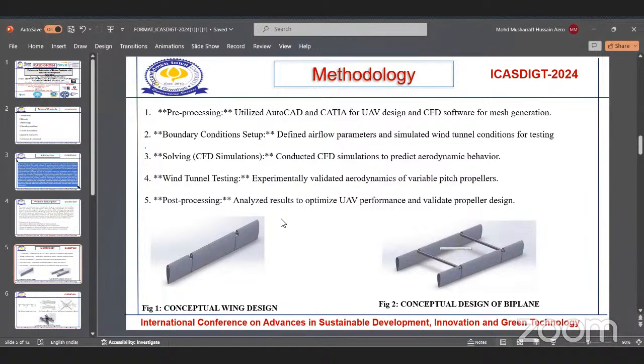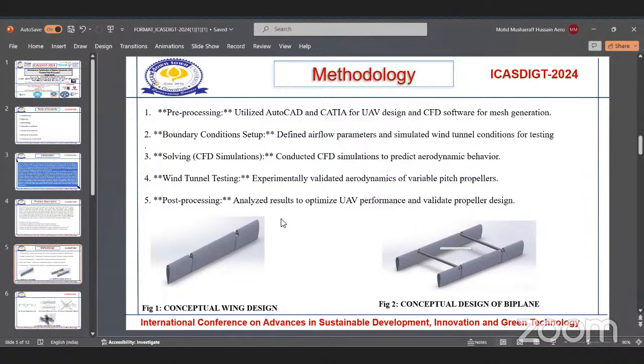And after that, we have done wind tunnel testing. In the wind tunnel testing, we got to know how the pitch propellers can increase the thrust when there is different pitch angle handling. After post-processing, we analyze results to optimize UAV performance and validate the propeller design. And these are the conceptual wing designs of our project.